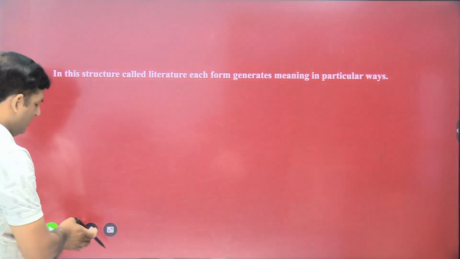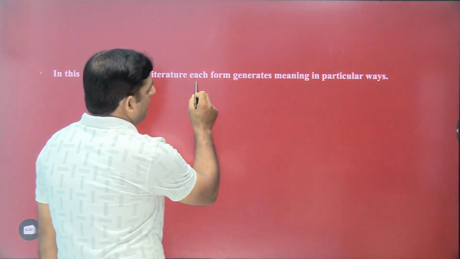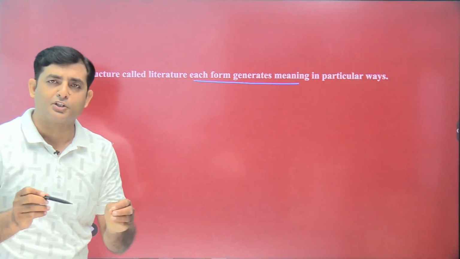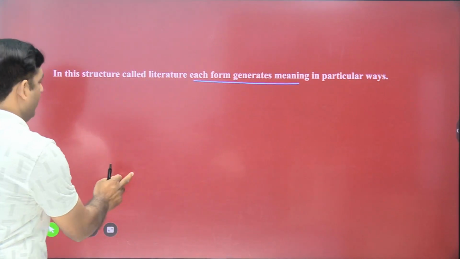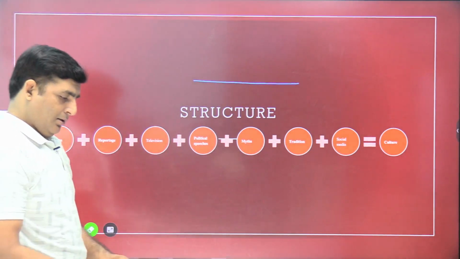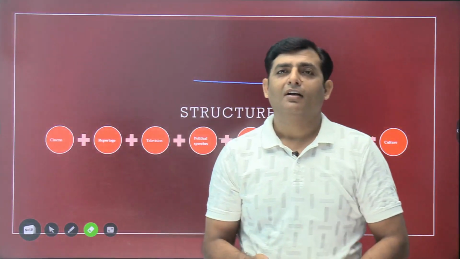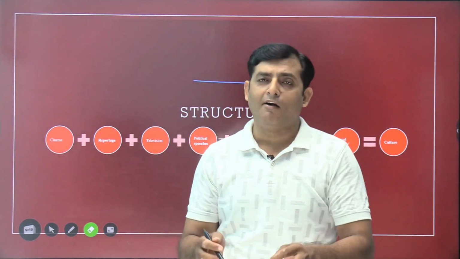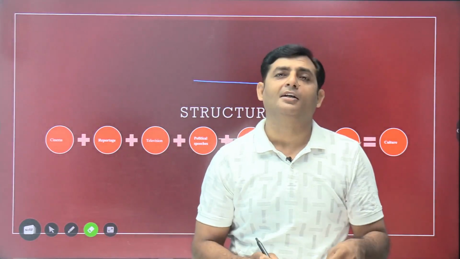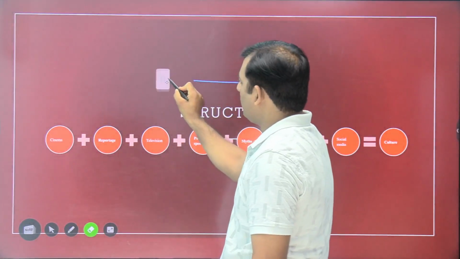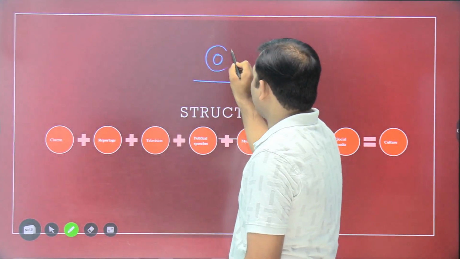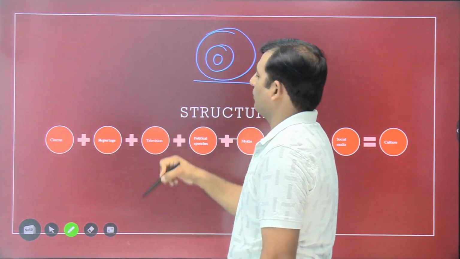In this structure called literature, each form generates meaning in particular ways. And what are the particular ways? Poem is part of literature, and literature is part of culture. First we were on a poem, then we come to literature, then we come to culture, right?